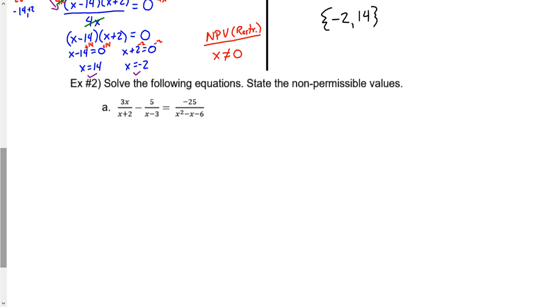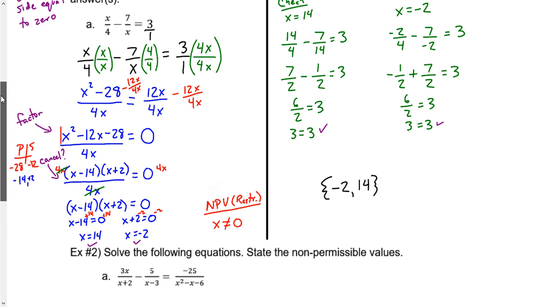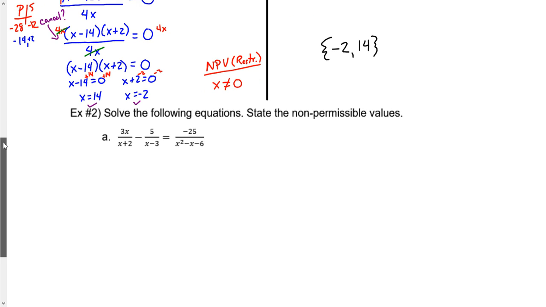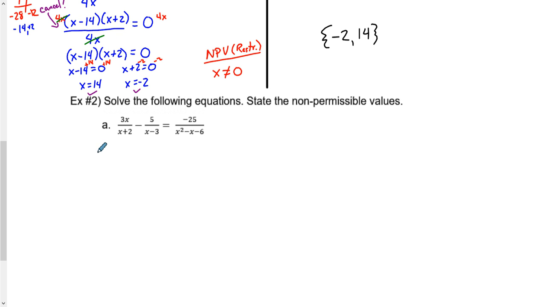Next question looks a little bit more difficult, but in reality, it's not actually more difficult. I'm going to show you a little bit of a shortcut, because up here, I actually did a lot more work than I needed to. The first thing we want to do is see what are our denominators. Well, 3x over x plus 2, there's an x plus 2 there. This is a 5 over an x subtract 3, so our x subtract 3 is the denominator.